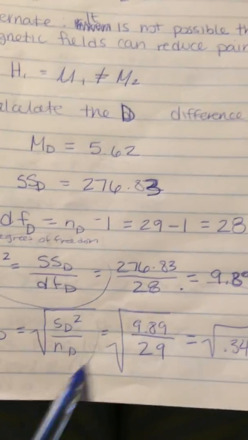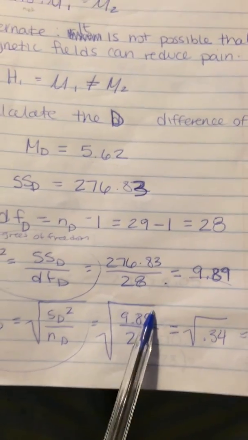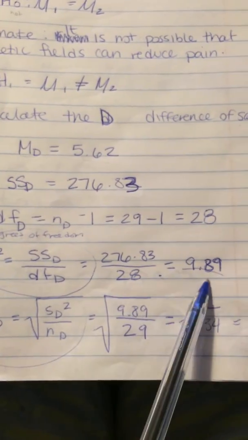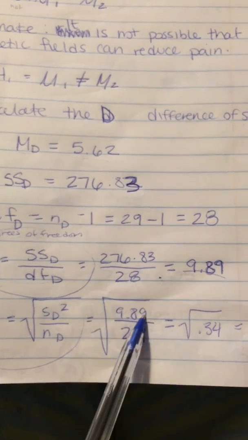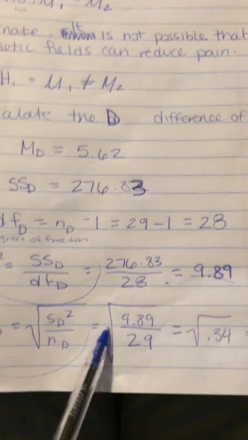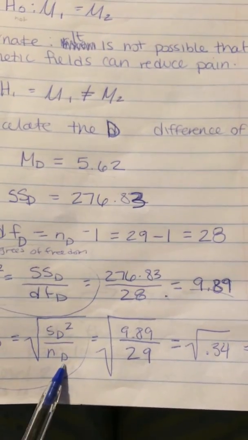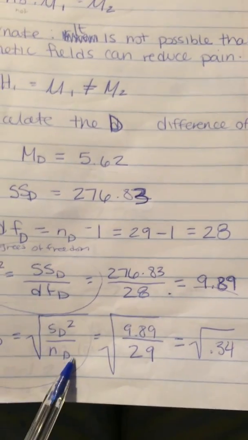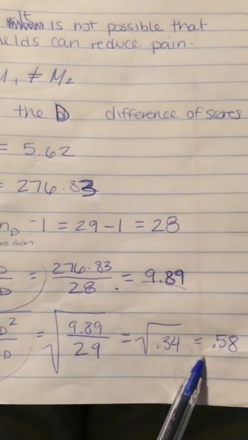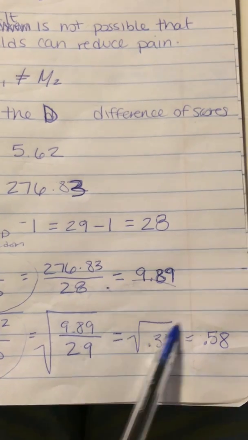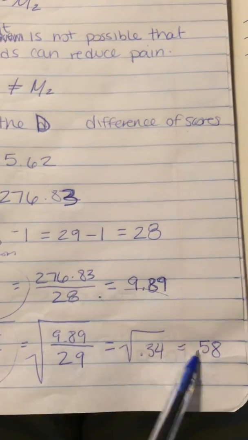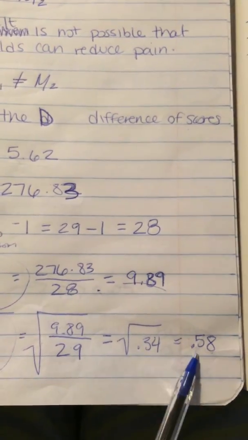The formula, again here, it's just plugging in numbers. The SD, what we got here, 9.89, and then the number of D, which is 29. We just reduce it, get a square root of 0.34, then you reduce it out to 0.58.